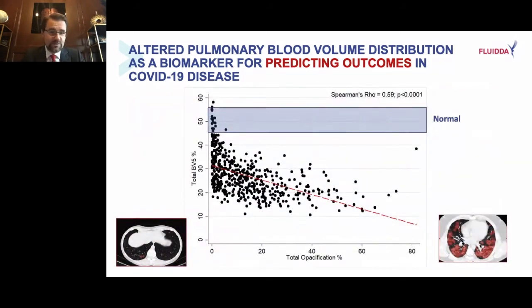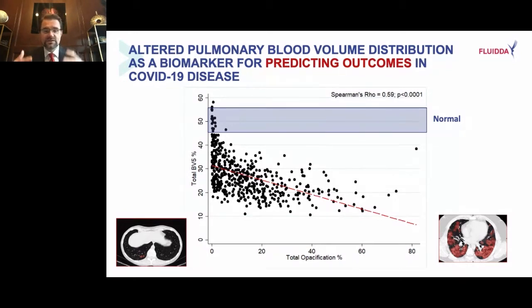I think this is an important graph. So this is a correlation between the small blood vessel volume measured from the CT scans and the opacification. So the typical way of assessing viral pneumonia. And then you see there is a correlation. So the more opacification you see, the lower the BV5. But you do see on the left-hand side of the graph, there are many zones where there's no opacification.